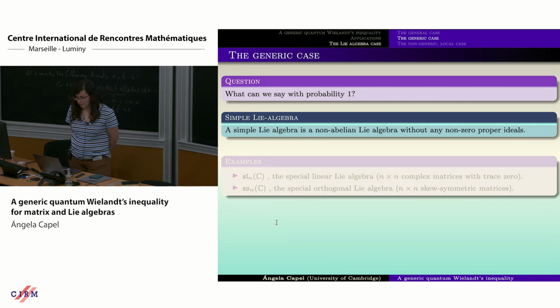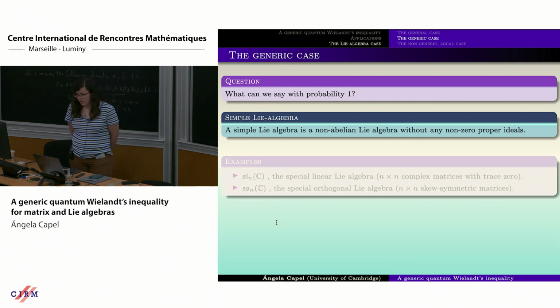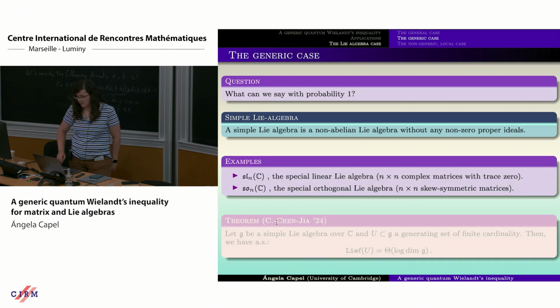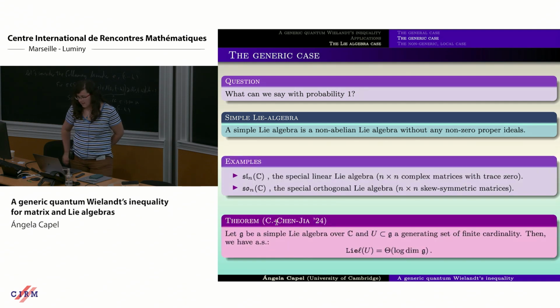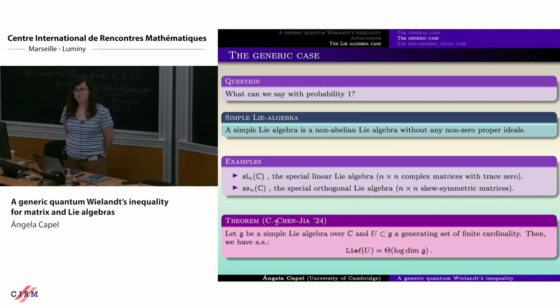And for this, we can say a few things in several contexts. The first one of them is in the case of simple Lie algebras. For simple Lie algebras, which are nothing but non-abelian Lie algebras without any non-zero proper ideals, what we can say is the following. First of all, the two canonical examples of simple Lie algebras are the complex matrices with trace 0 and the skew symmetric matrices. So these two examples that I write here.